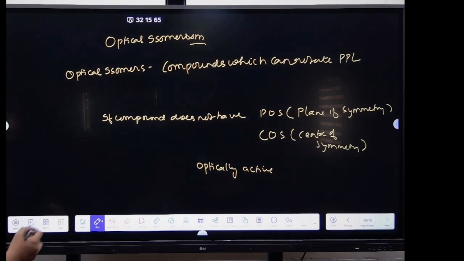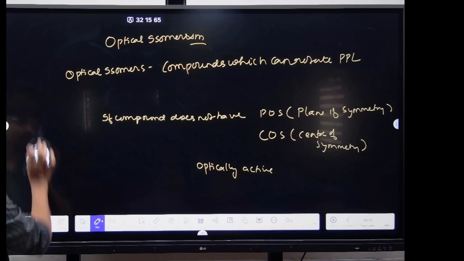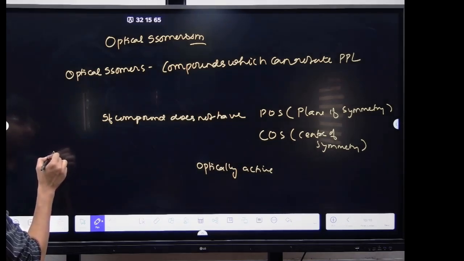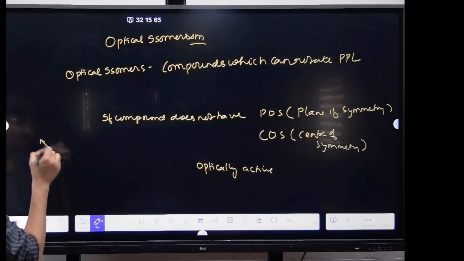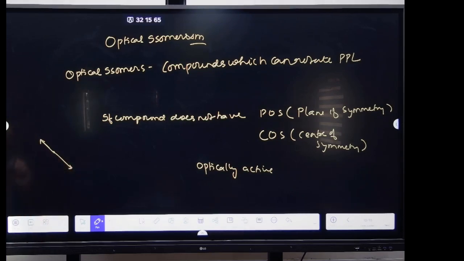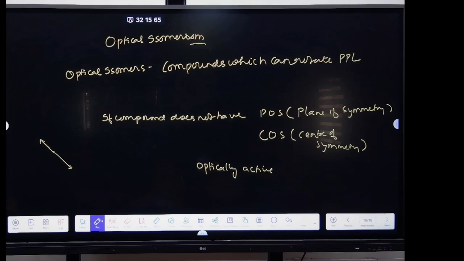Got it? Now the center of symmetry, you see, suppose this is the point one, the compound goes there and goes to the opposite, you will get the same thing. This will have the center of symmetry.